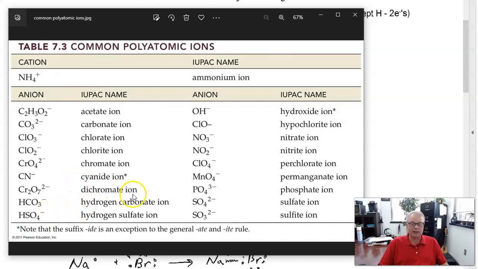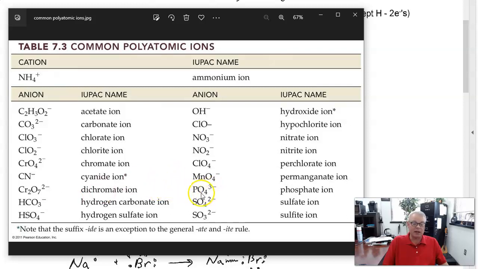A carbonate is a CO3 2 minus polyatomic ion. A hydrogen carbonate, sometimes known as a bicarbonate, but hydrogen carbonate is fine, is an HCO3, and notice only -1. Your charge went up by 1. So for every hydrogen you see, your charge goes up by 1.